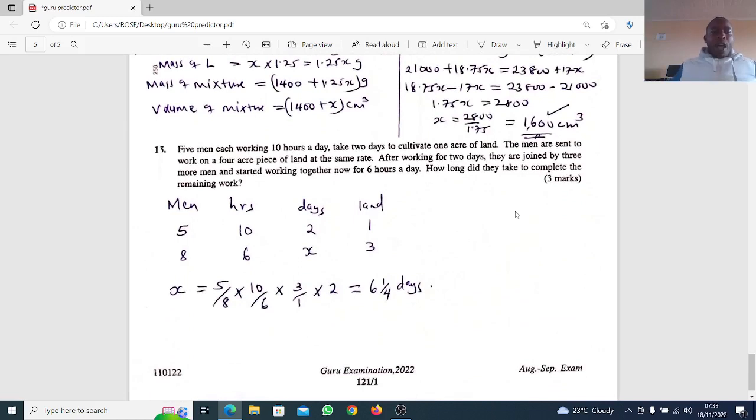The question is saying that 5 men, each working 10 hours a day, take 2 days to cultivate 1 acre of land. The men are sent to work on a 4-acre piece of land at the same rate. After working for 2 days, they are joined by 3 more men. And they started working together now for 6 hours a day. How long did they take to complete the remaining work?